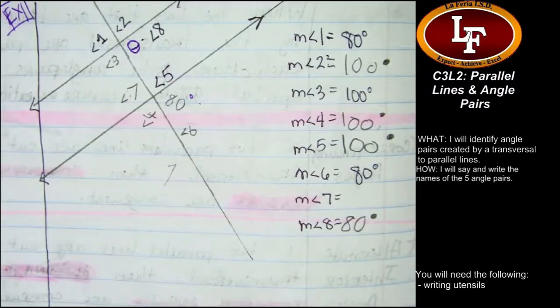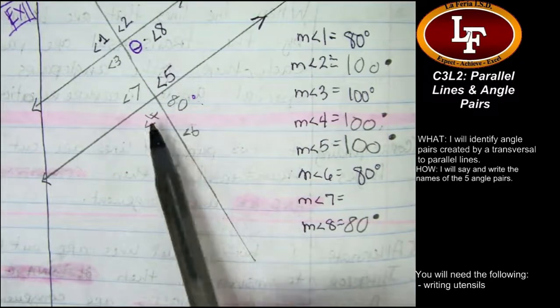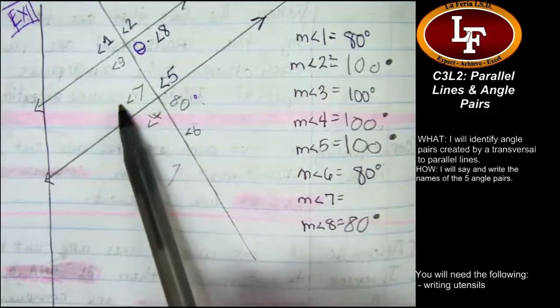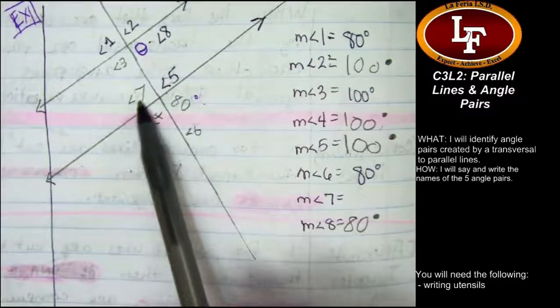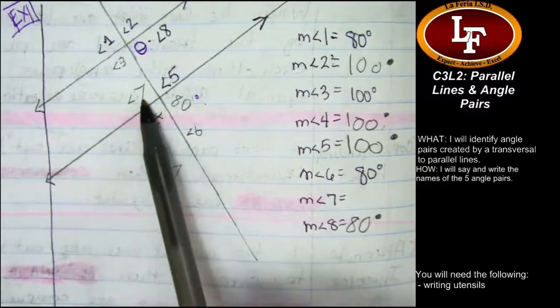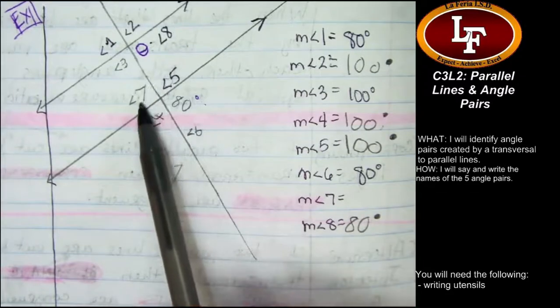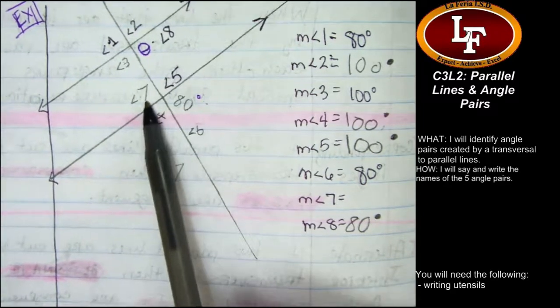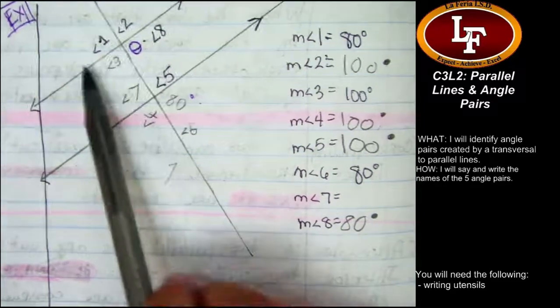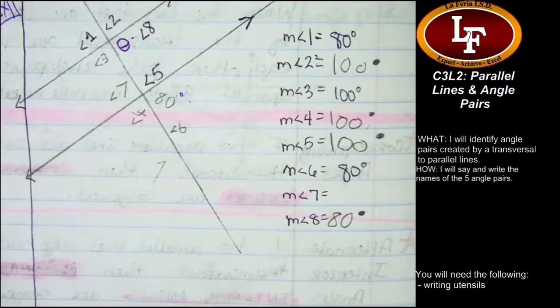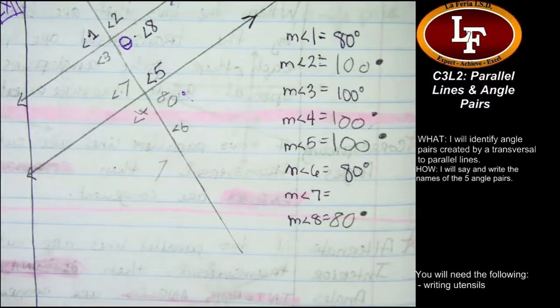Now you can get angle number 7 a bunch of different ways. You can say that it's a linear pair to number 4, which means it's supplementary. You can say it's same side interior to angle 3, which means it's supplementary. Or it's alternate interior to angle 8, which means it's congruent to 80. Or it is corresponding to angle 1, which means it's congruent to angle 1. So that means it's 80. There you go. Write it down.